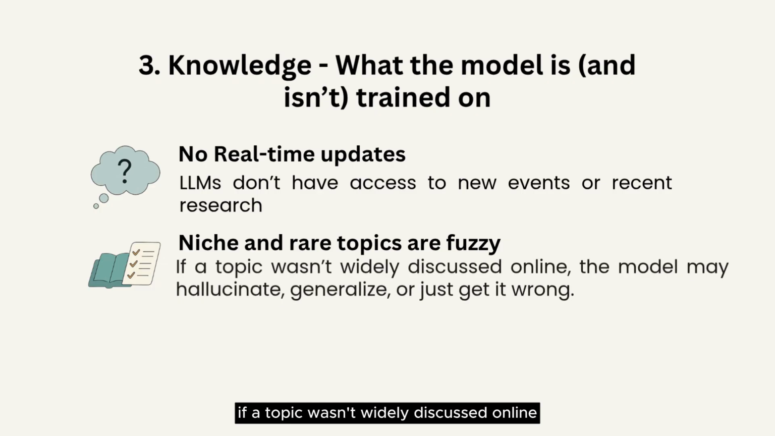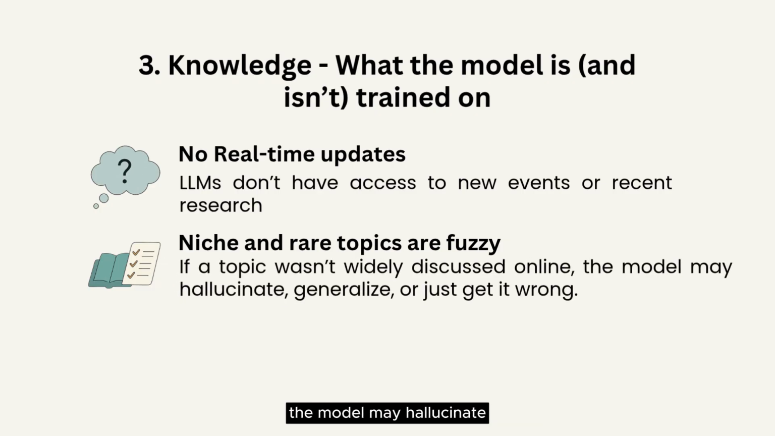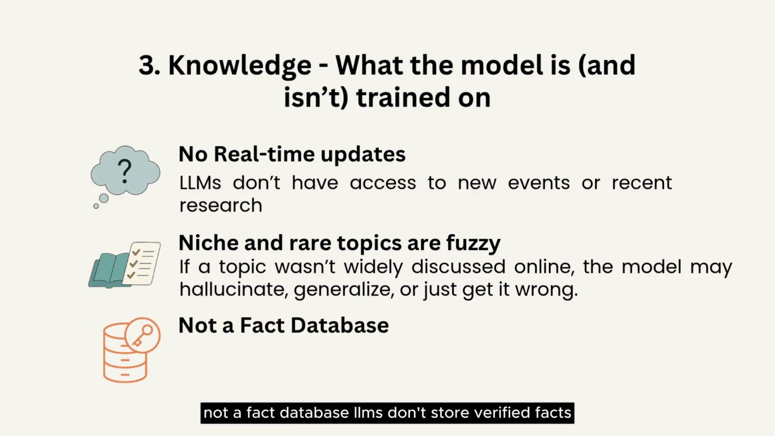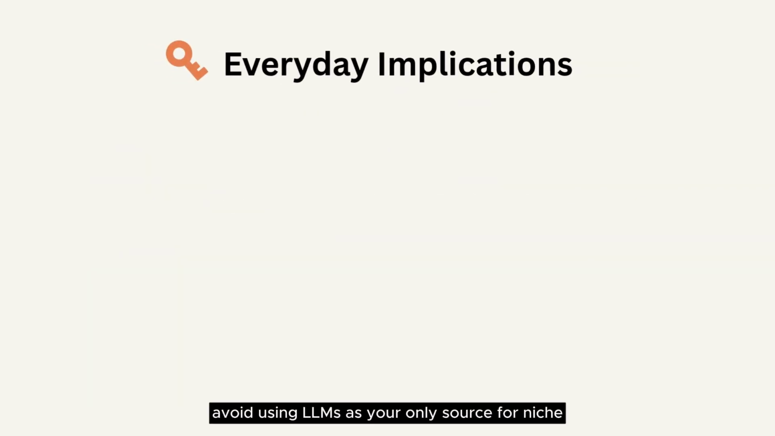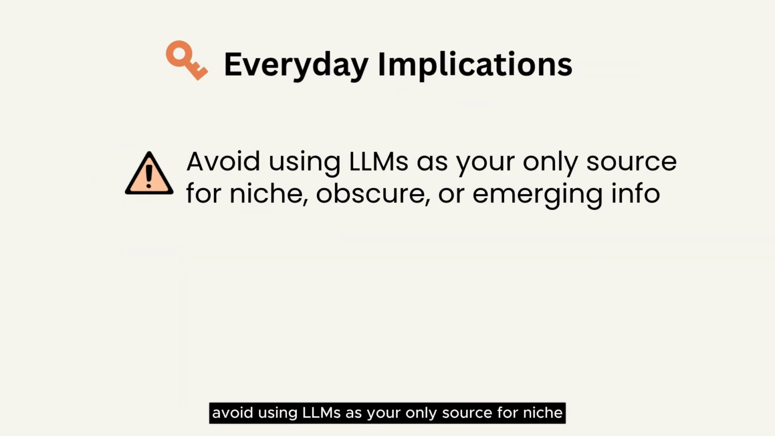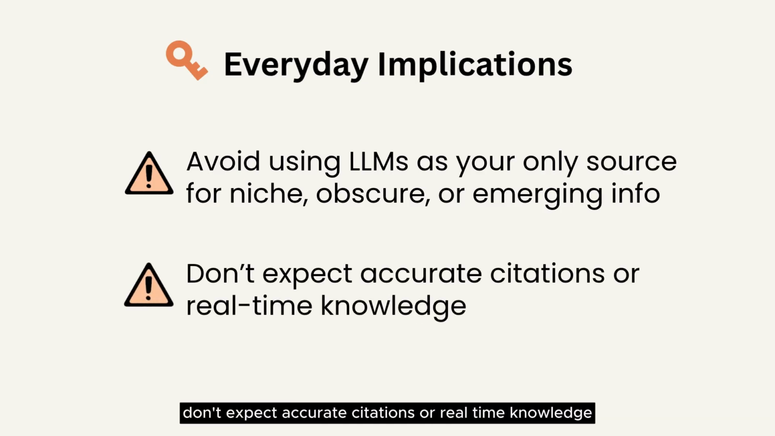Niche and rare topics are fuzzy. If a topic wasn't widely discussed online, the model may hallucinate, generalize, or just get it wrong. Not a fact database. LLMs don't store verified facts. They generate plausible-sounding responses based on patterns, which sometimes means hallucinated names, dates, or citations. Everyday implications. Avoid using LLMs as your only source for niche, obscure, or emerging info. Don't expect accurate citations or real-time knowledge.